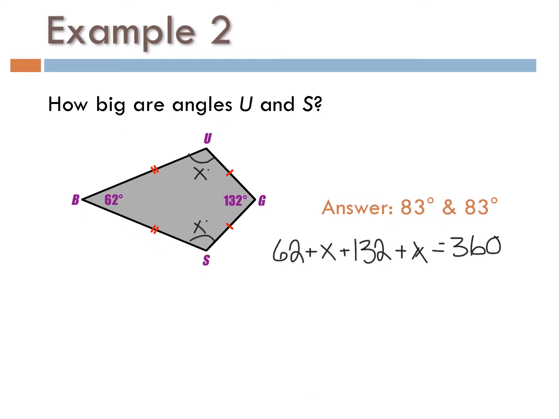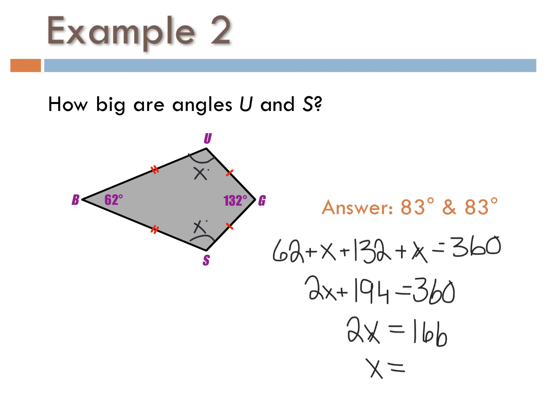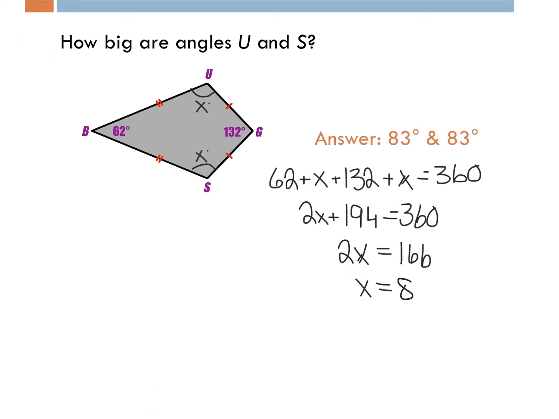So let's combine like terms. I would have 2x plus 194 equals 360. Subtract 194 from both sides, you're left with 2x on the left equals 360 minus 194 is 166 degrees. So x is going to equal, divide both sides by 2, we get 83 degrees.